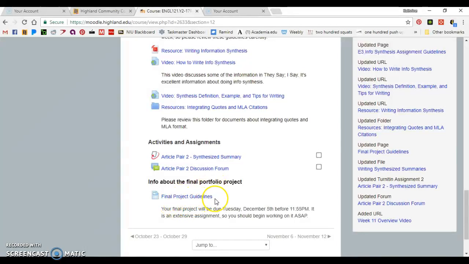Otherwise, final project guidelines are still here. Hopefully you looked at those last week. If you didn't, now is definitely the time. Tuesday, December 5th is coming up very quickly. It's about 4 weeks away.